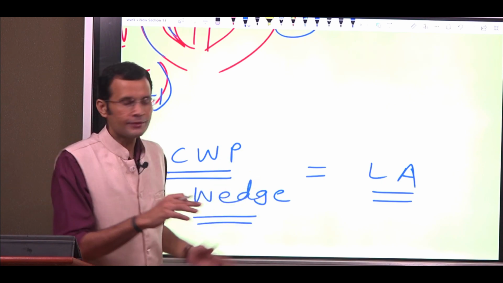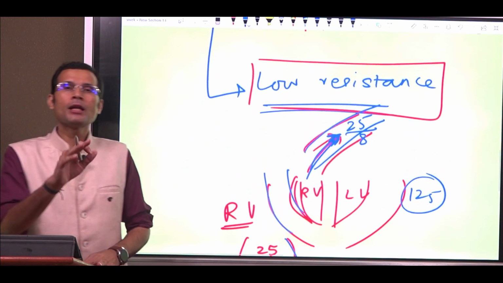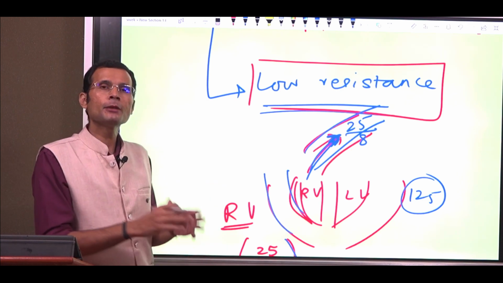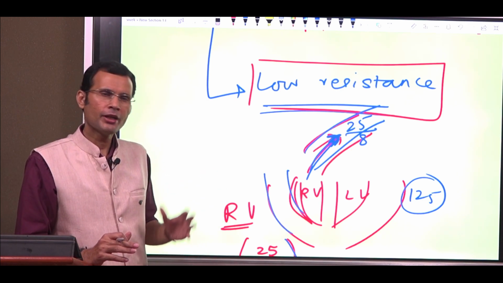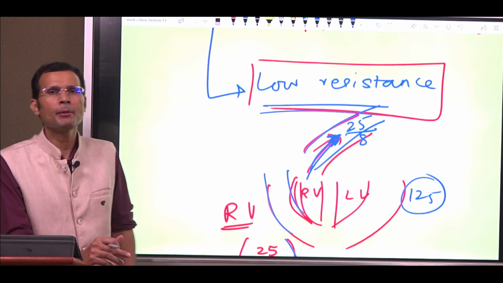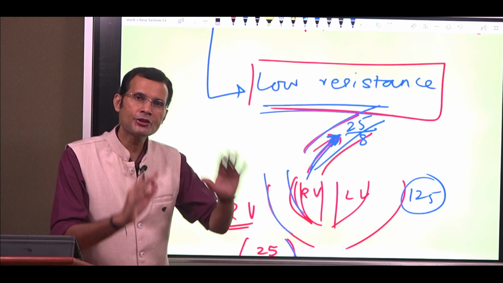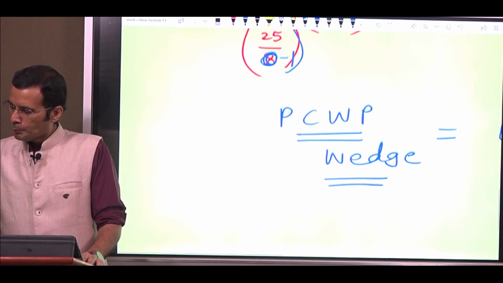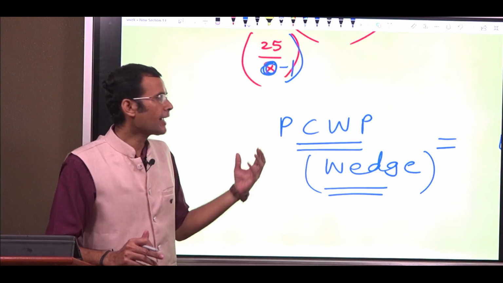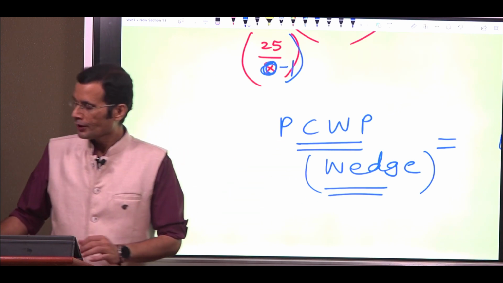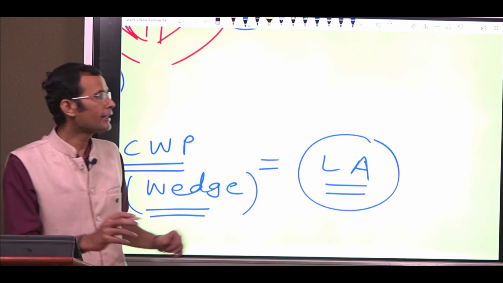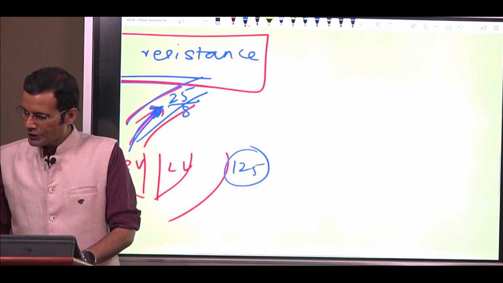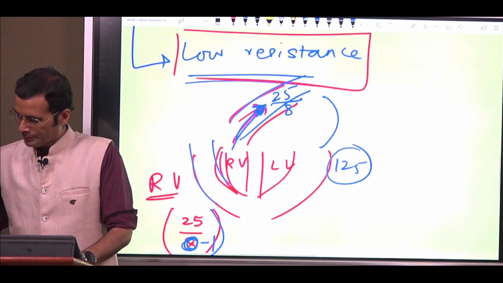Let's try to understand this. When I say pulmonary capillary pressure, it's the naturally occurring pressure in the pulmonary capillary, right? We said 14 to 15 mm of Hg. That's fine. That's a naturally occurring pressure of the pulmonary capillary. But pulmonary capillary wedge pressure is actually reflective of left atrial pressure. Look, we want to measure the left atrial pressure.